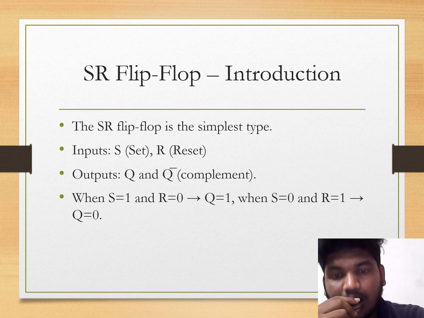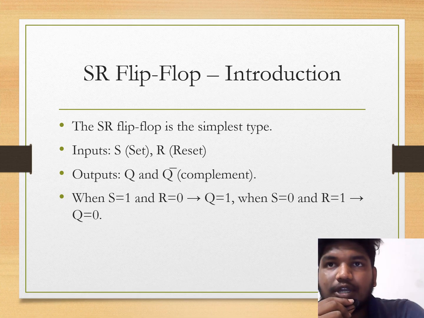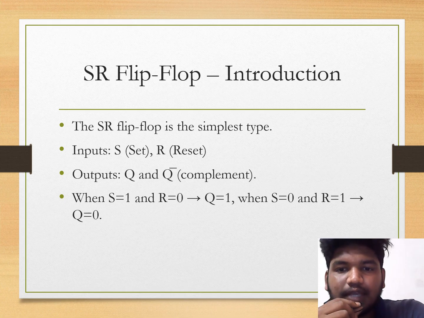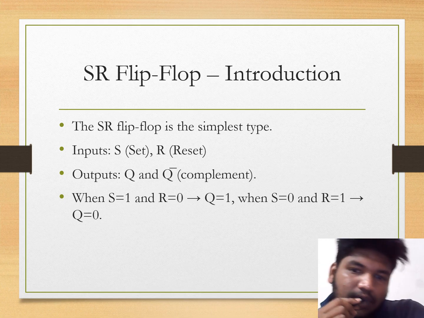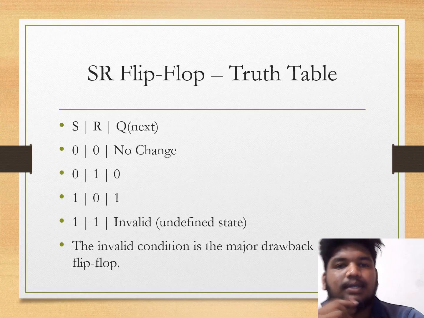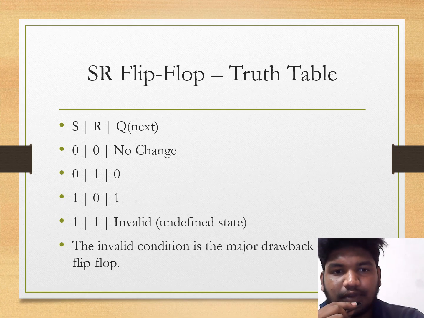When we are having R and S values, it is a two-input combinational circuit, meaning we are having two inputs. Two inputs means we can give them in four ways, I mean 2 power 2, that is 0 0, 0 1, 1 0 and 1 1. We will see the truth table of the flip-flop. Now we are seeing the SR flip-flop truth table.